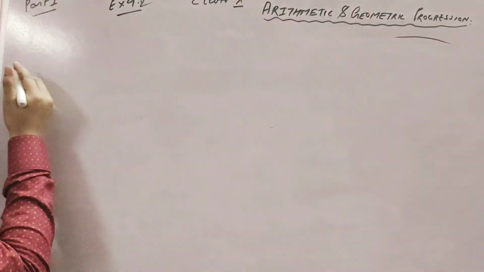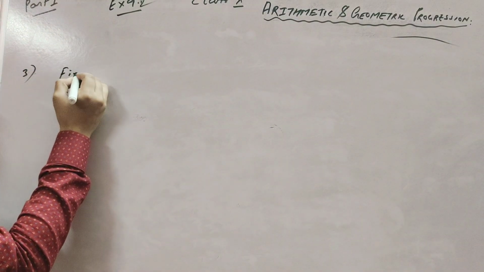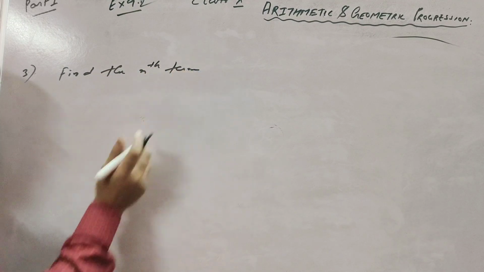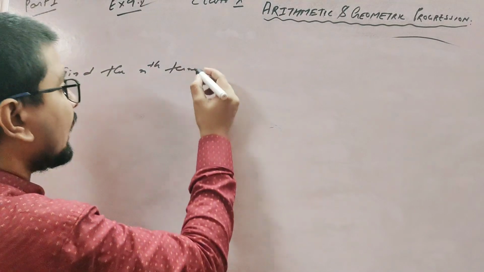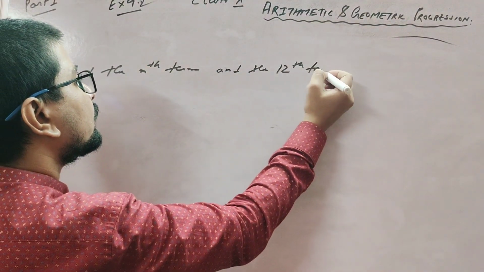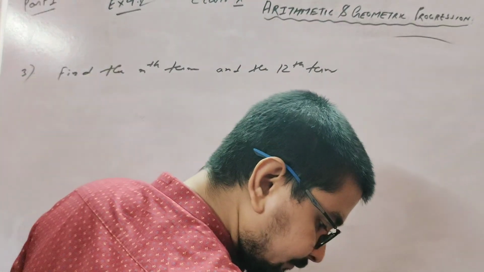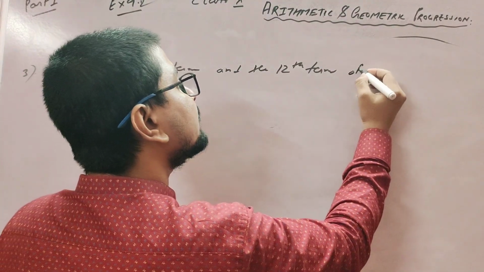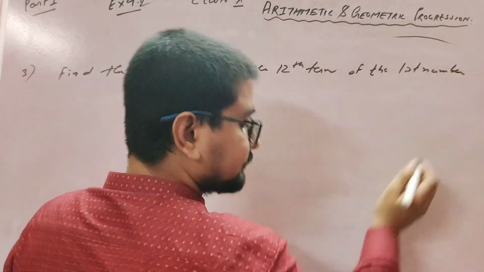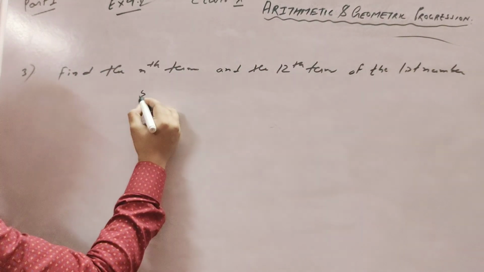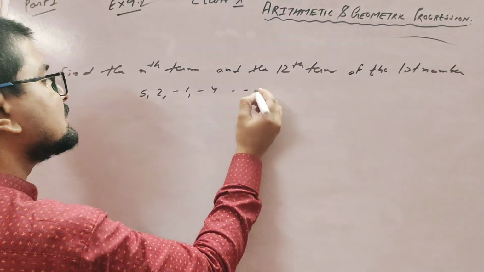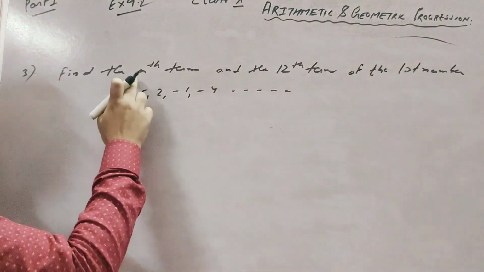Now the third question. Find the nth term and the 12th term of the list of numbers: 5, comma 2, comma minus 1, comma minus 4, and so on. Just find the nth term.